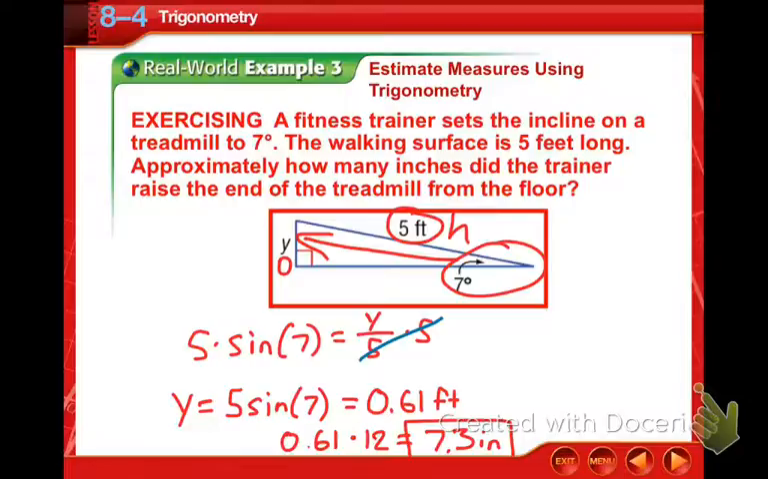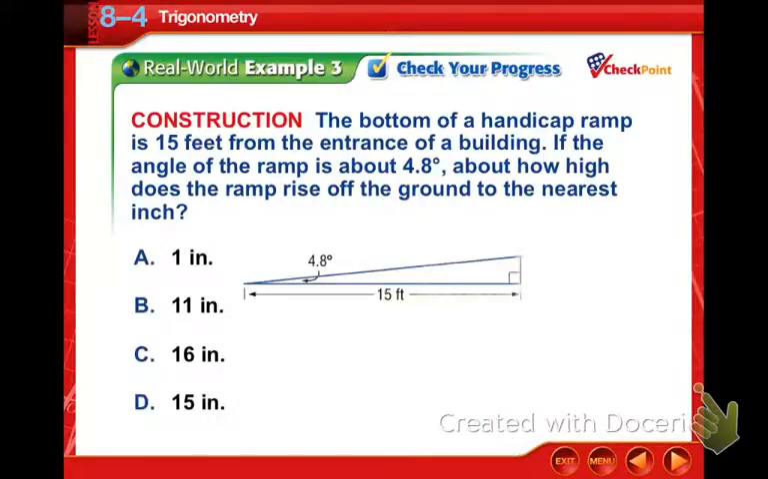Got one more like this. Next one here, we have construction. The bottom of the handicap ramp is 15 feet from the entrance of a building. If the angle of the ramp is about 4.8 degrees, about how high does the ramp rise off the ground to the nearest inch? So again, our length here is in feet. We want our answer in inches, so we're going to have to multiply by 12 at some point. But because it's 15 right now, let's wait till the end because it's not going to be very large at the end. Well, comparatively anyway.